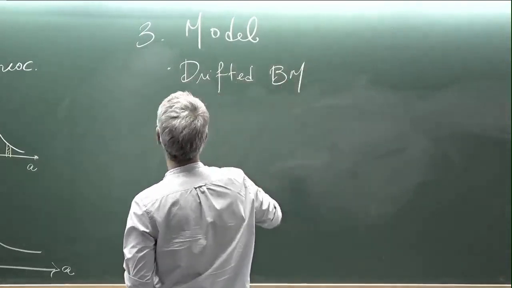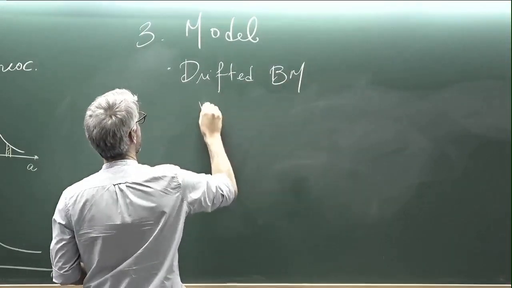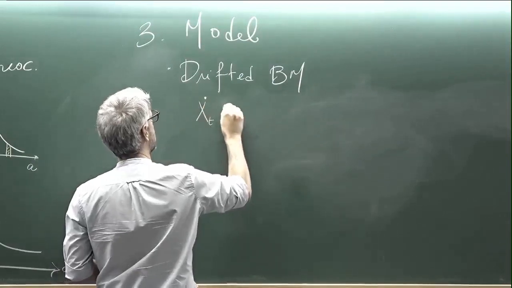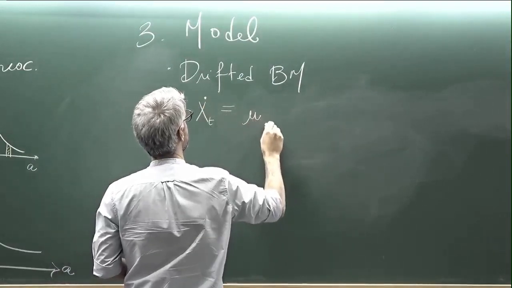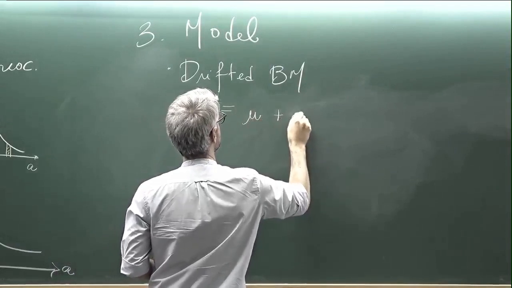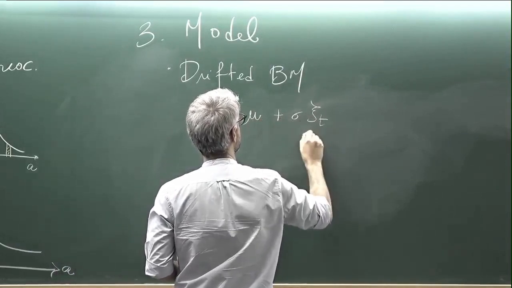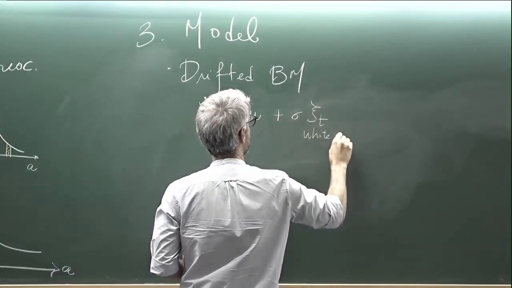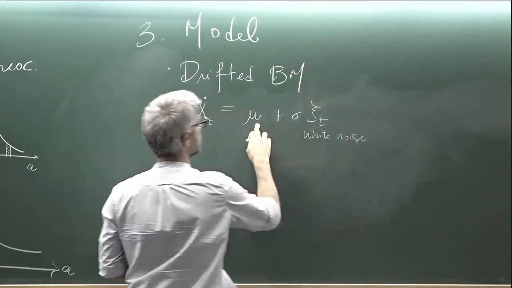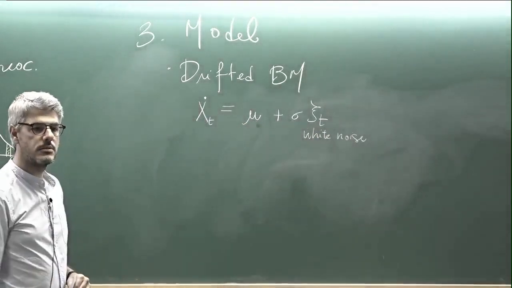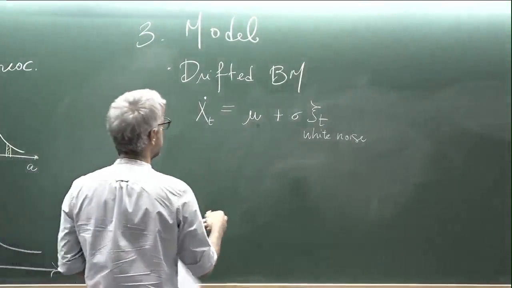A very simple model that you can write in different ways. I can write x dot is mu plus some kind of white noise. So this will be the white noise. So I have a constant velocity plus some white noise. Okay? This is how we write this in physics.